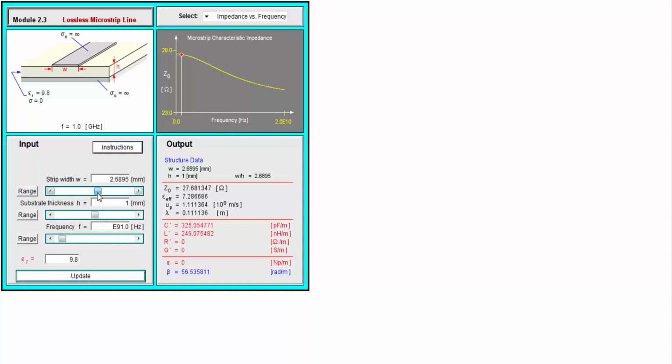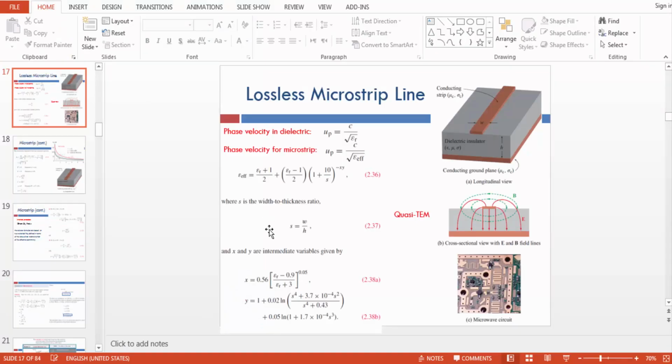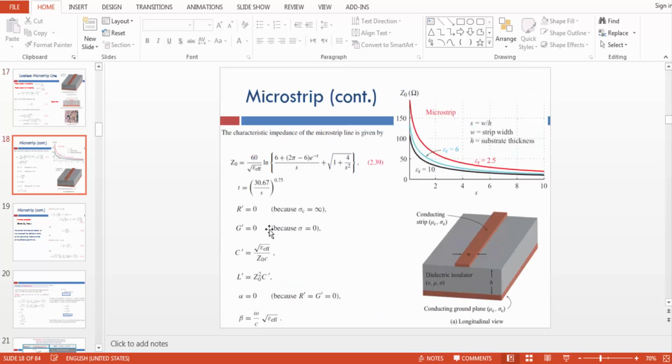And if we keep increasing the width, the impedance keeps decreasing. We saw and explained that previously, that the increase of the width will decrease the characteristic impedance.